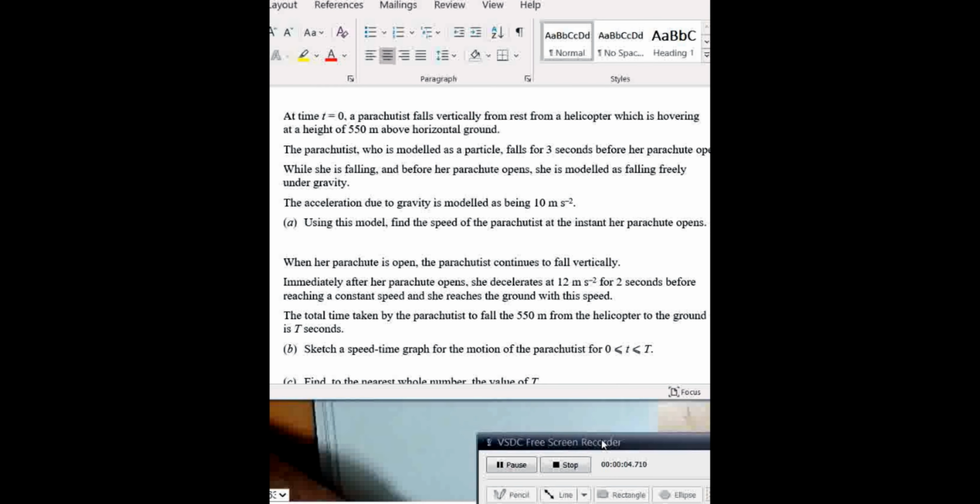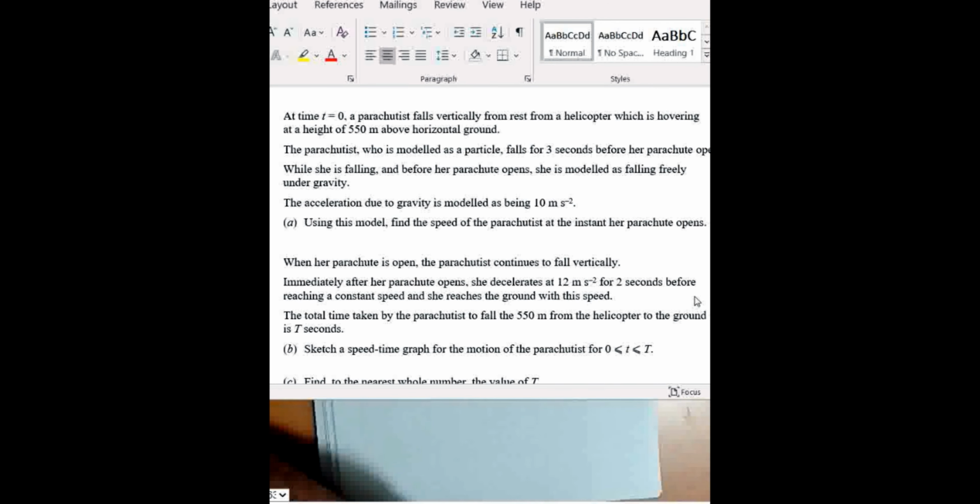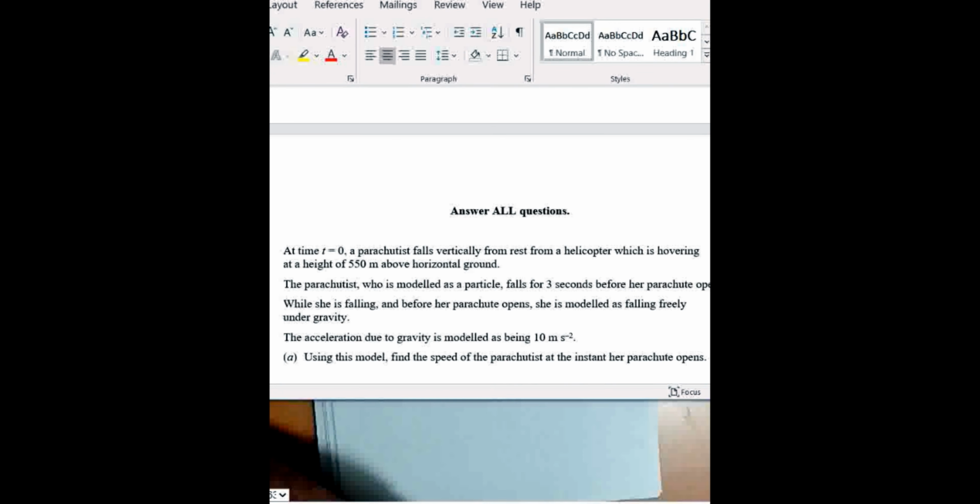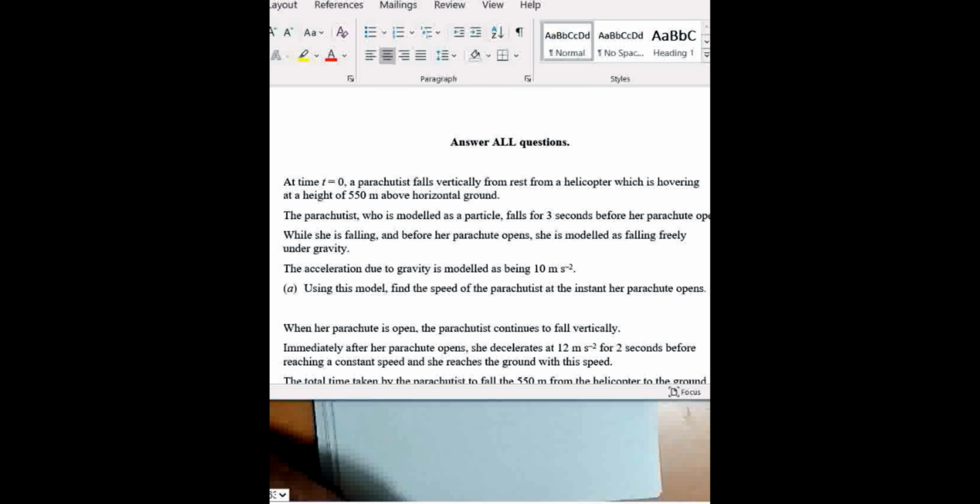Right, this is the walkthrough for the Year 12 Easter assessment. I'll start off looking at the mechanics, show the question, work through it.